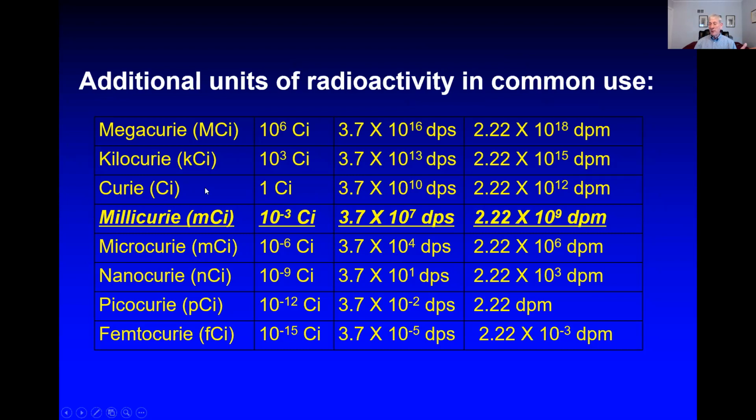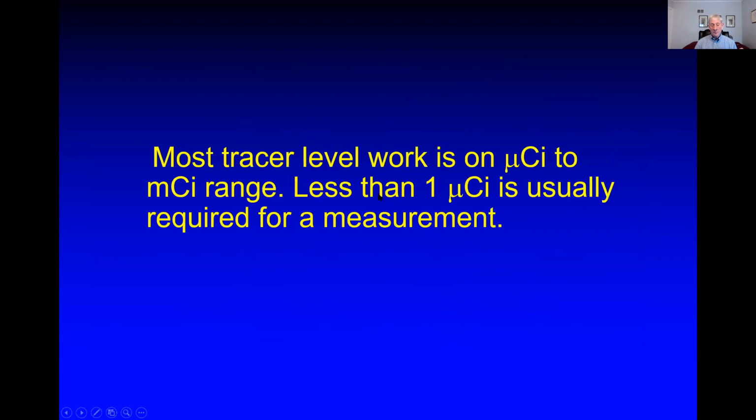We eluted the generator. We removed 3 or 4 or 5 curies from the generator. Now, as you know, the tracer level work that we do in nuclear medicine is in the microcurie or the millicurie range. We need a number of microcuries to form an image, but we don't even need 1 microcurie to count a sample, just to get a measurement.